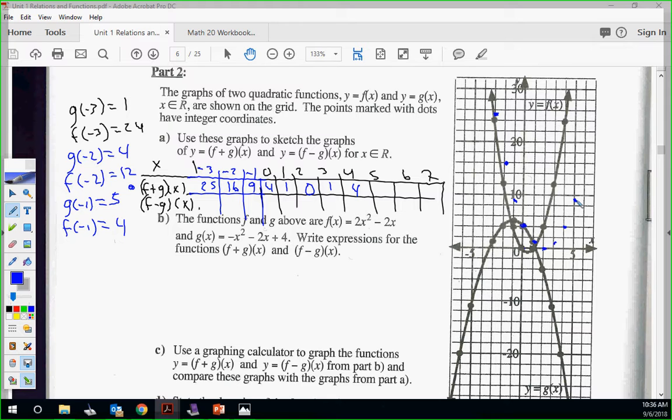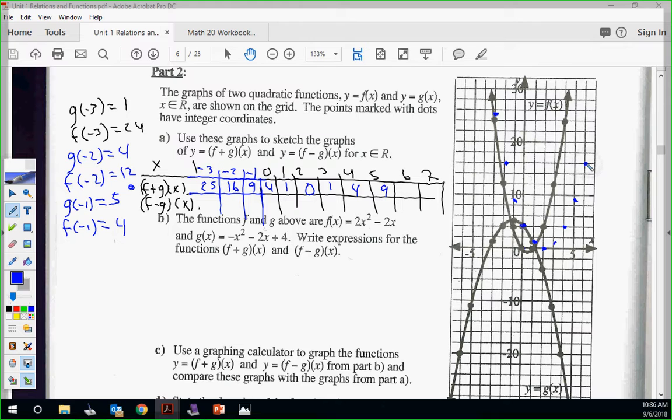5 and 9. Okay, so then what about 6? What is 6 mirrored with? So 6 looks like it's going to be roughly here, which is 16.